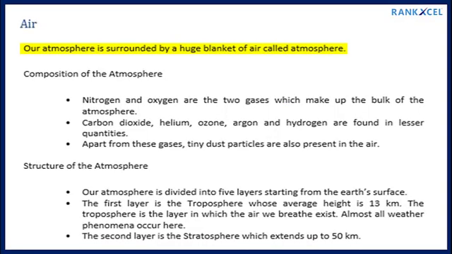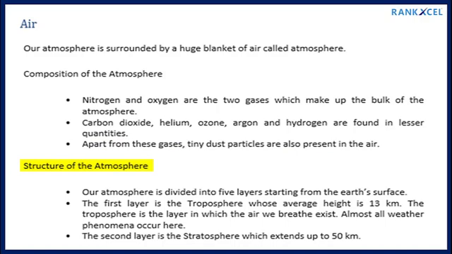Our earth is surrounded by a huge blanket of air called atmosphere. Composition of the atmosphere. Nitrogen and oxygen are the two gases which make up the bulk of the atmosphere. Carbon dioxide, helium, ozone, argon and hydrogen are found in lesser quantities. Apart from these gases, tiny dust particles are also present in the air.